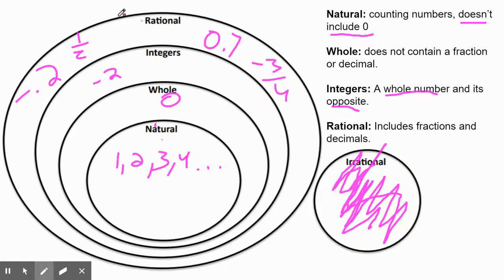So I would say 1/2 is only a rational number. It cannot be the others. I could say 0 is a whole number, an integer, and a rational number because I'm going up in levels. So remember, you can move up, but you can't move down.